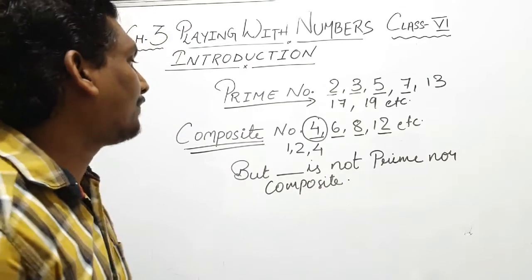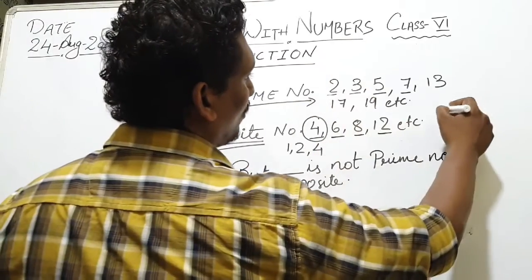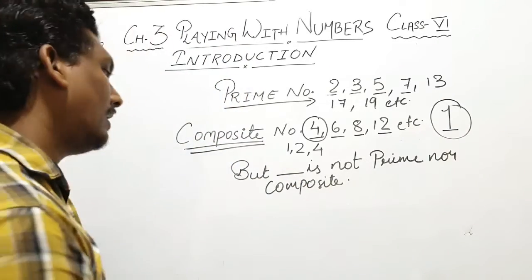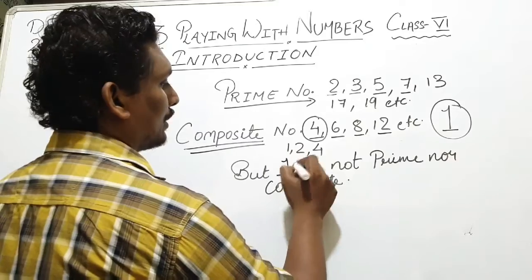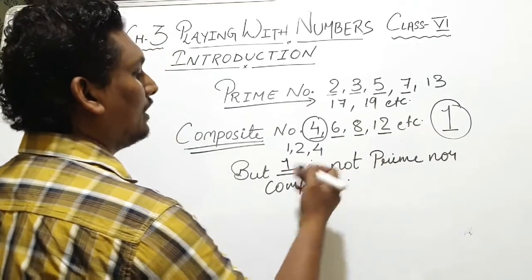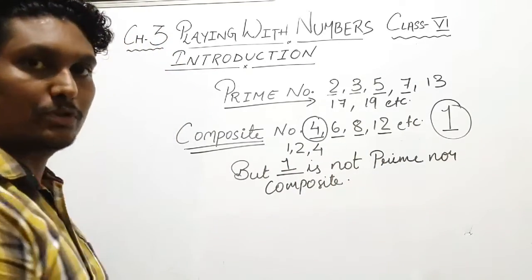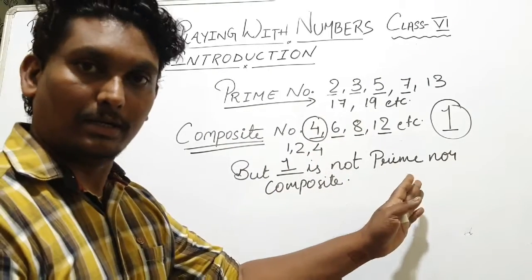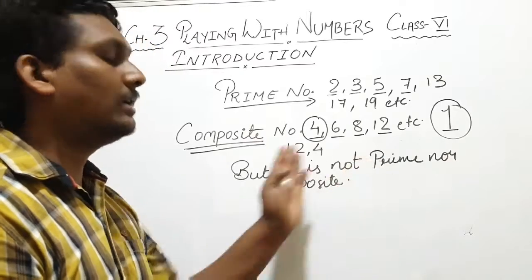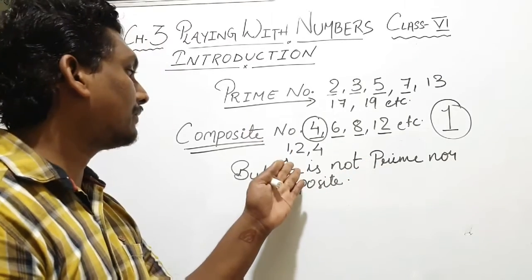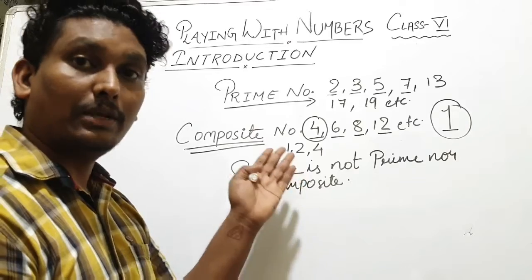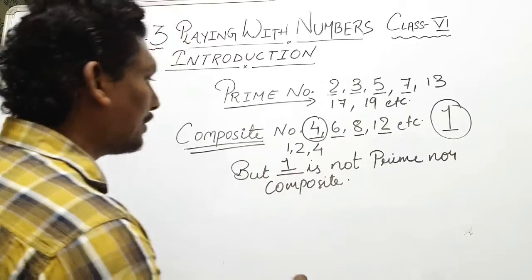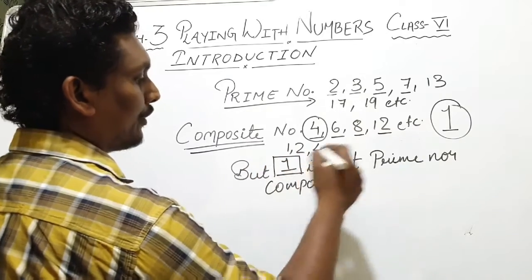Okay, so they are called composite numbers. But there is one problem here. What about this 1? Right, the problem is 1. So 1 is not a prime number, not a composite number. So keep it in your mind. 1 is not a prime number, okay, not a composite number. Sometimes this kind of questions, basically in fill in the blanks or true or false, will be asked. So keep it in your mind. 1 is not a prime number, not a composite number.